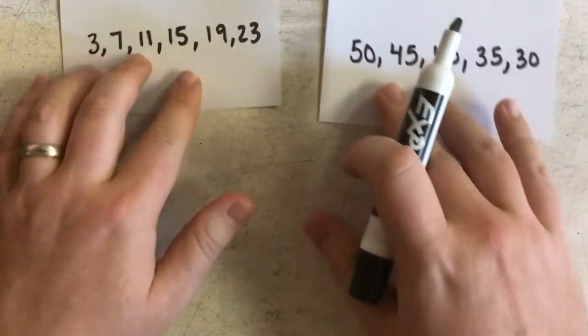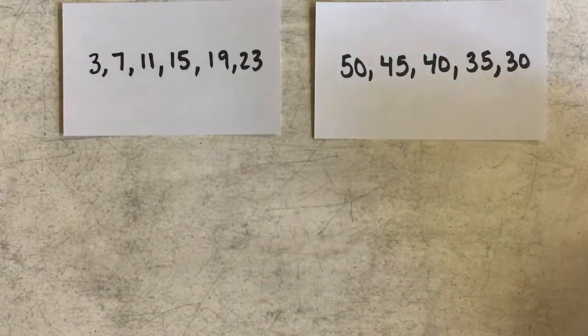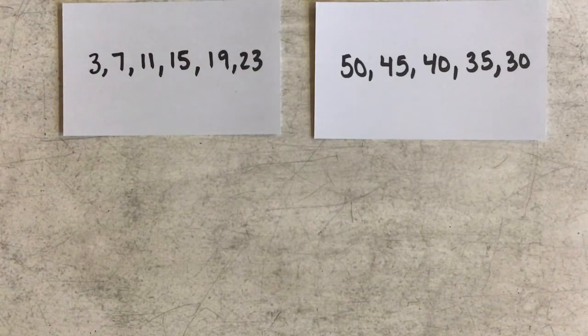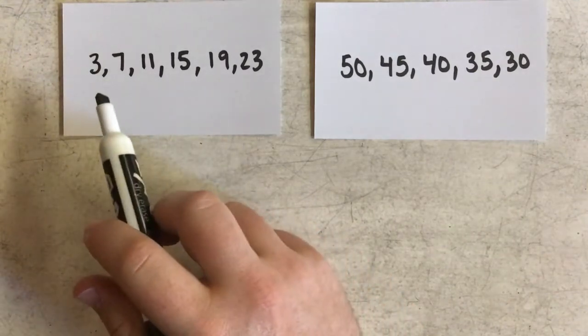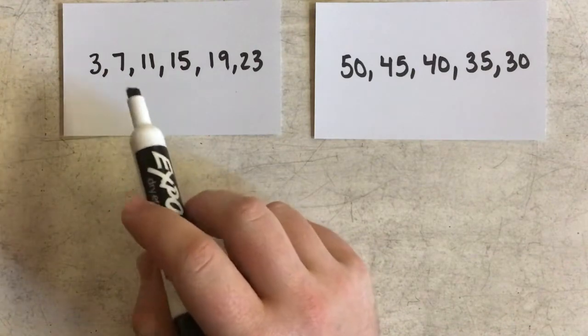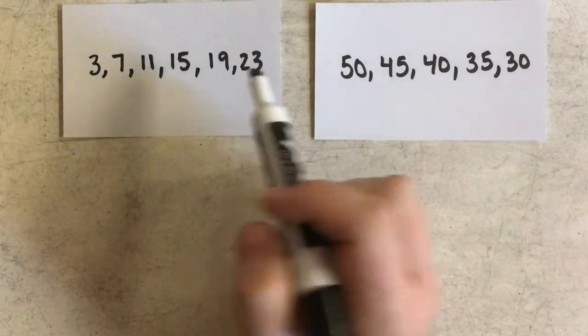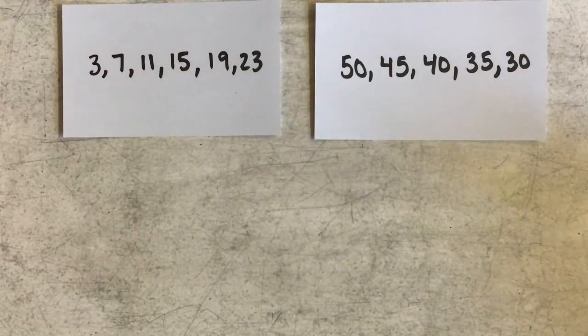But patterns aren't always made with just shapes. Quite often we can see numbers form patterns as well. Here I have two examples of two different patterns. The way that I'm going to determine what pattern I see is to look at what the numbers are doing. In this case, all of my numbers are getting larger, from 3 to 7 to 11 to 15 to 19 to 23. Each number got a little larger than the number before it.